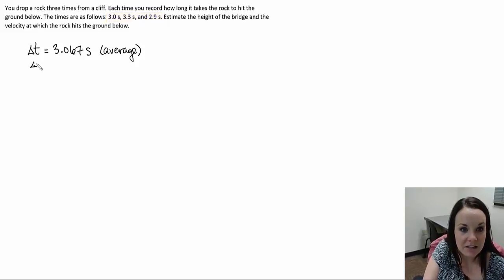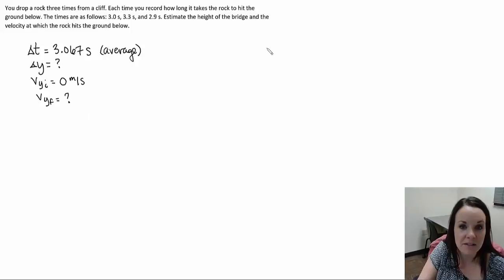Now, it's asking me to find the height of the bridge, which is essentially finding delta y, or the vertical displacement. And then it does tell me that we're dropping it, so we can assume that the initial vertical velocity is 0, meaning it's dropped from rest. And it also then asks me to find the velocity at which it hits the ground below. That's my final vertical velocity.